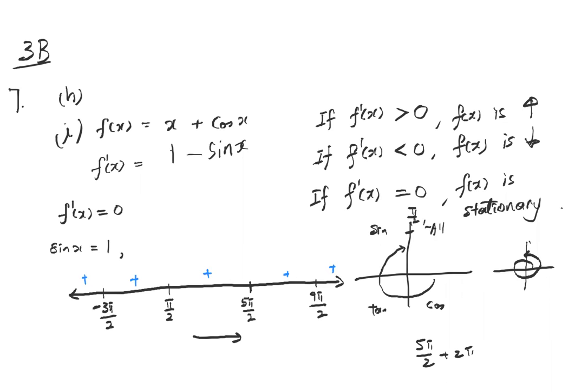Trigo is a subject whereby you have to get the hang of it. Actually, I don't have to go to the graphic calculator. I also can know from here that my f prime x is always greater than or equal to 0. Do you know why? Do you want me to show you why it's always positive?